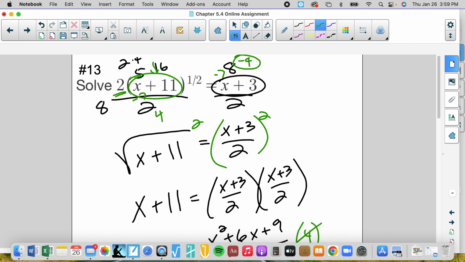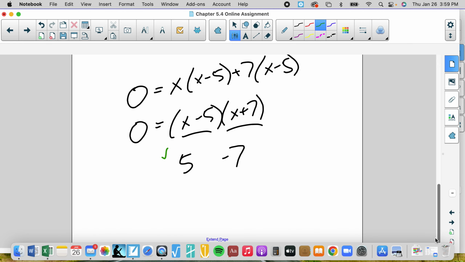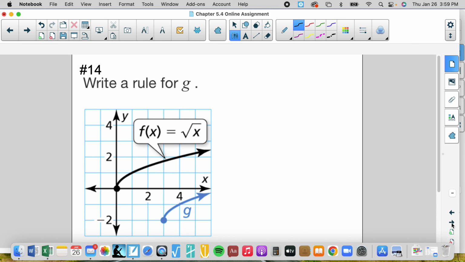But negative 7 is, what's that? 4. Square root of 4 is 2. 2 times 2 is 4. 4 does not equal negative 4. So negative 7 does not work. 5 does. So my solution set is 5. All right. We're going to stop here for the time being, and we will pick up in a bit.